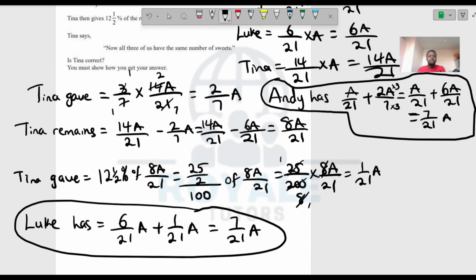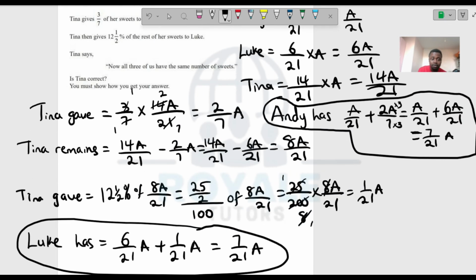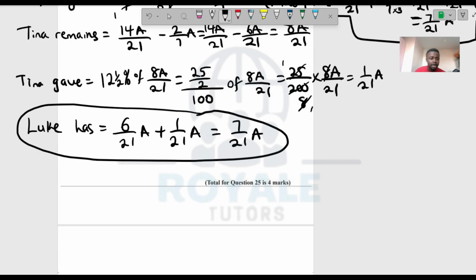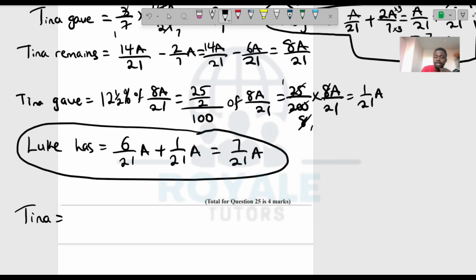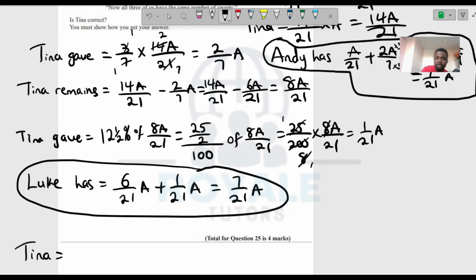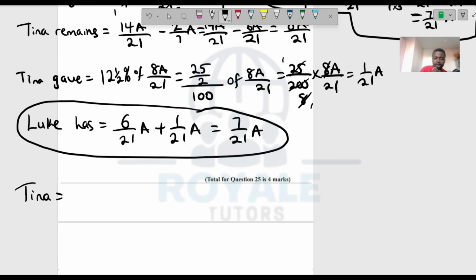Now let's see how many sweets Tina will have left. So let's see. Tina originally had 14 over 21, but after giving 3 over 7 of it, she had 8 over 21. Now, out of that 8 over 21, she gave 1 over 21 to Luke. So if you do the subtraction, you have 7 over 21. Let's look at it now.